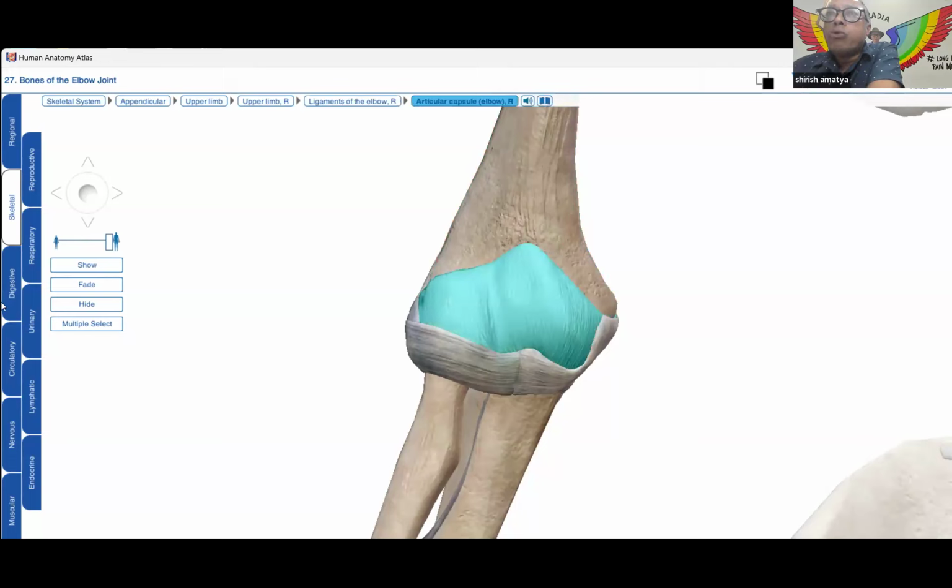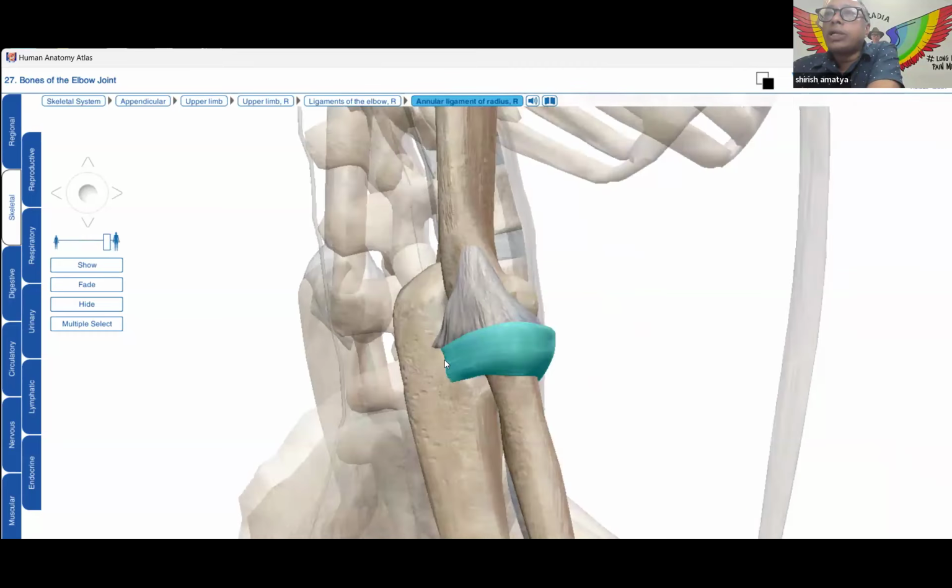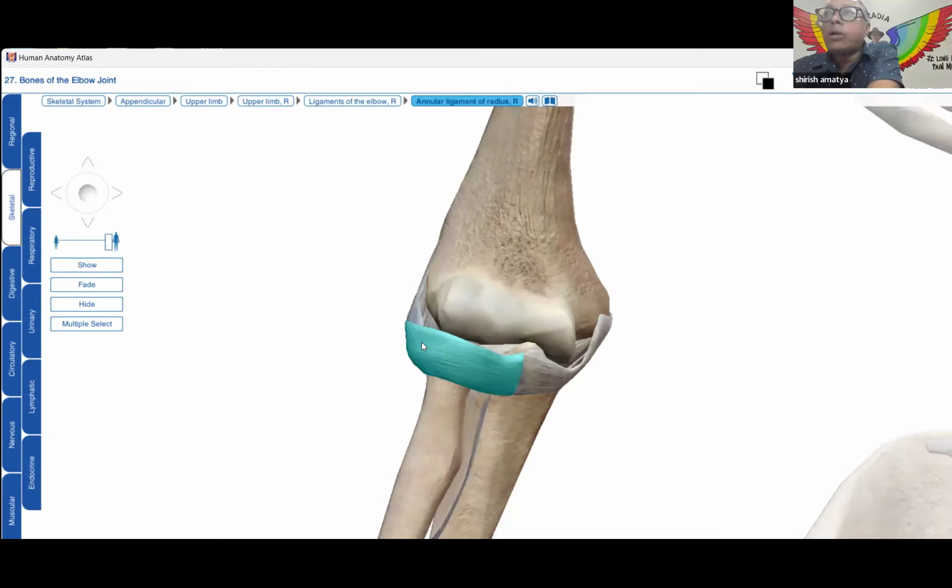If we remove this, then we can appreciate the articular surface, or articular end, of the humerus. The lateral aspect contains part of the lateral ligamental complex. This is the annular ligament, as we all know. It wraps around the head of the radius, and this is one part of the lateral ligamental complex. So let us remove that.